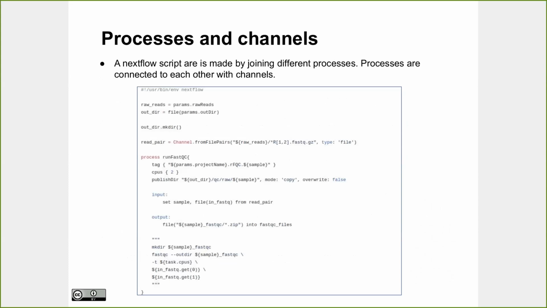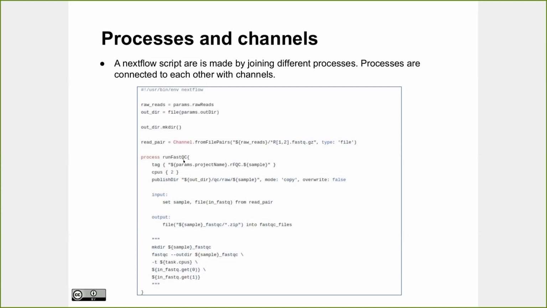So a Nextflow script is made by joining different processes. The processes are connected to each other with channels. In this little script, you would see you have 3 sections, where in one section you get information from the configuration file, some information of the process, and then there's the channel that's been created. The channel is created with the fromFilePairs method, which creates a set of sample ID and forward and reverse reads.